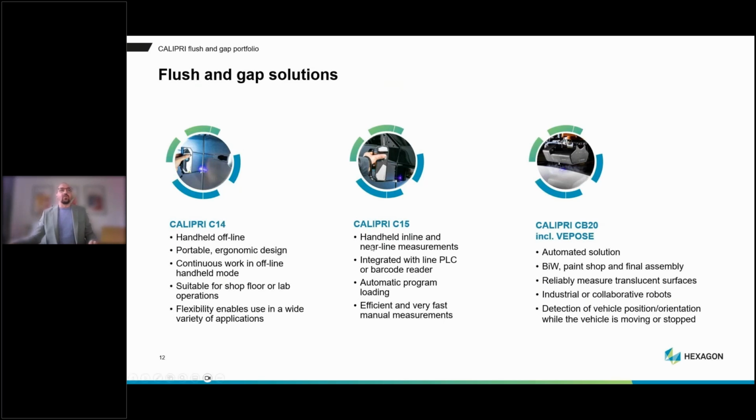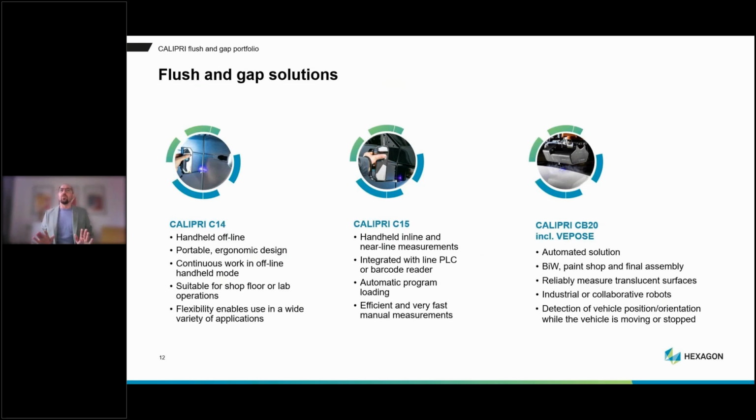Also, we do offer a CALIPRI C15, which is basically the big brother of the CALIPRI C14. The CALIPRI C15 is used in handheld, inline, and nearline operations. It's not as flexible because it's integrated with the PLC or barcode reader, but it will give you some more advantages, which are automatic program loading and efficient and very fast manual measurements. So basically, you can use two sensors for one car, and the backend is a bit more performance oriented.